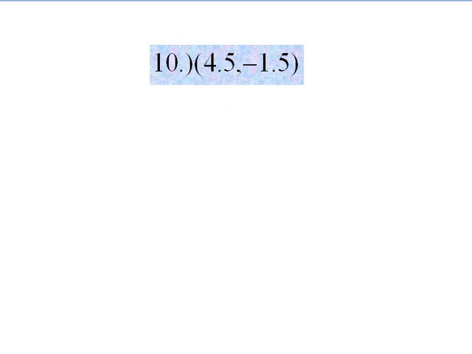Okay, here's one for you. Plot these coordinates and then check your answer in the course information.